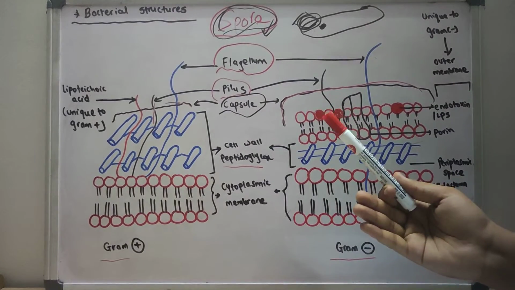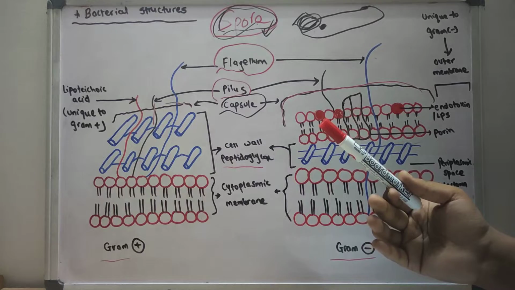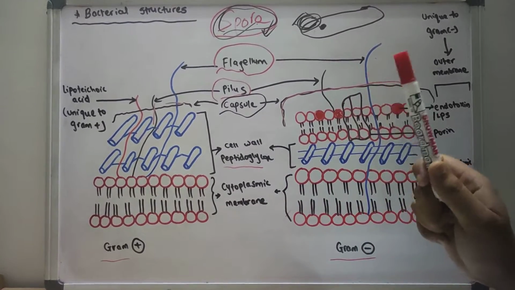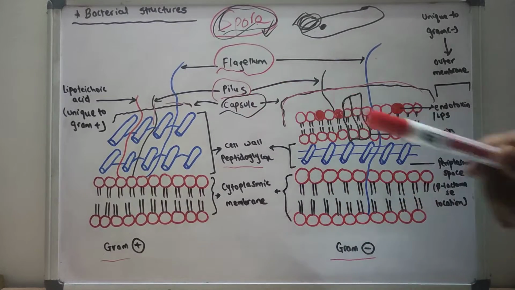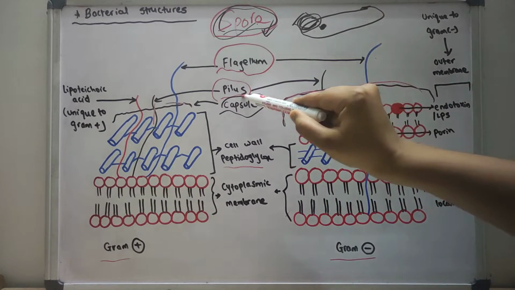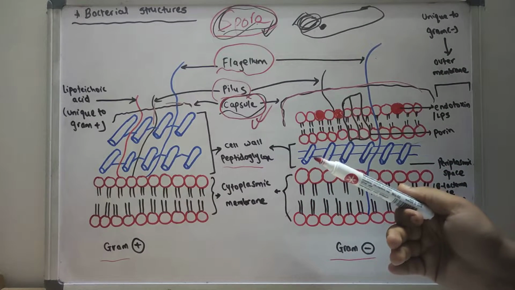So capsule is the discrete layer usually made up of polysaccharide, and rarely it is made up of protein. The main action of the capsule in the bacteria is to protect against phagocytosis. So the capsule is the structure that protects the bacteria against phagocytosis.